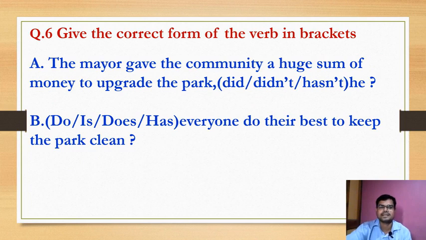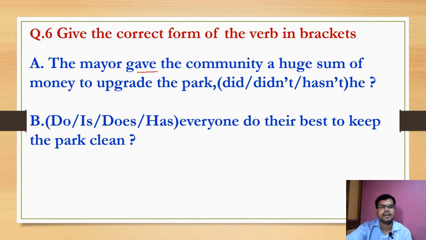Question number 6. Give the correct form of the verb in brackets. What you have to do is give the correct form of the verb in brackets. The mayor gave the community a huge sum of money to upgrade the park. Okay, so "gave" is there, which shows the sentence is in the past. It's a past tense example.